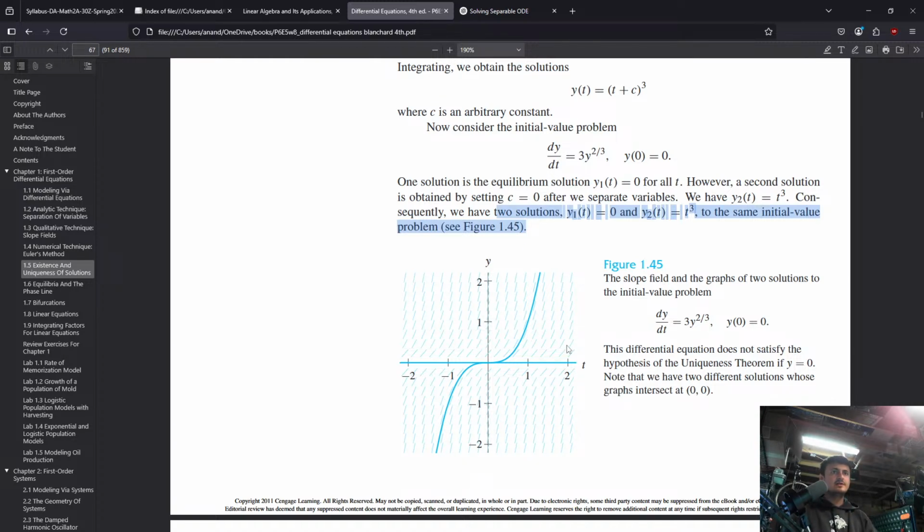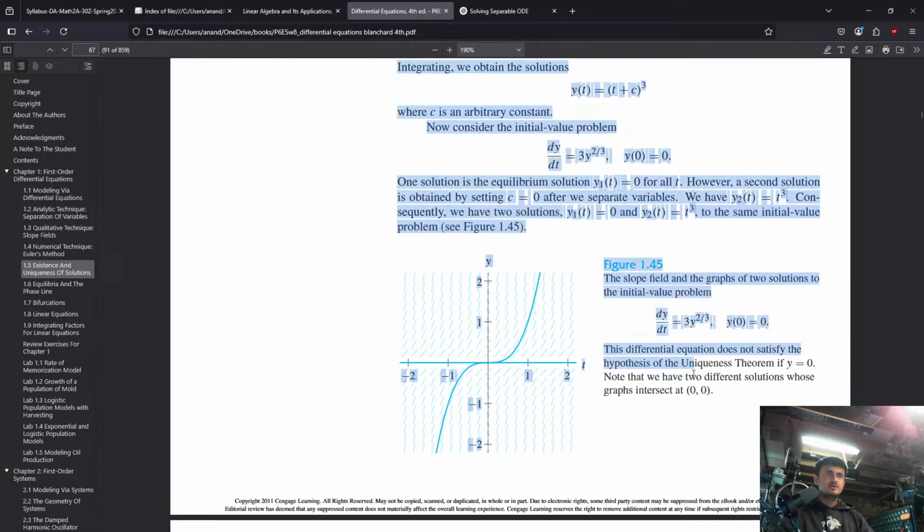The slope field and the graphs of the two solutions.